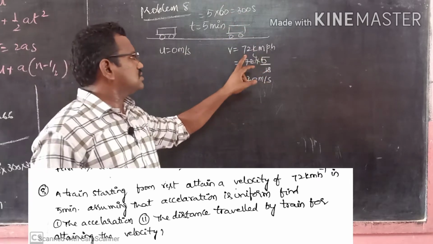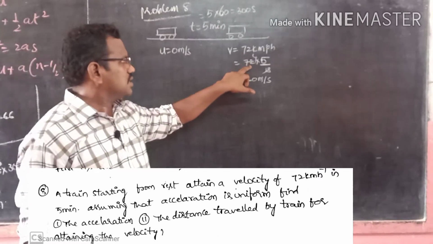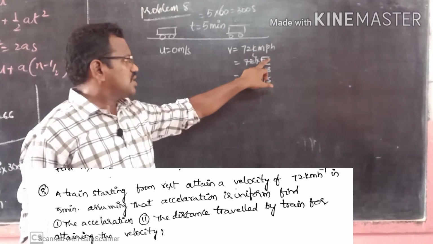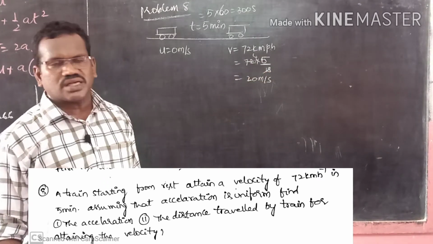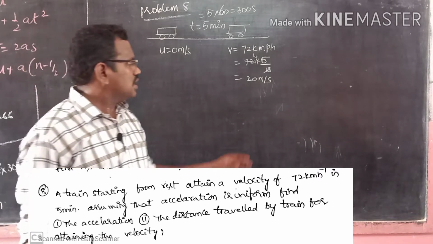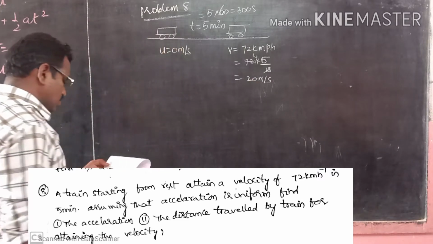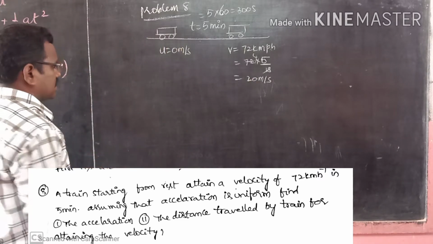At 300 seconds its speed is 72 km per hour. We multiply kilometer per hour with 5 by 18. Why? Because 1 kilometer per hour is nothing but 5 by 18 meter per second. Now we can get this as 20. Now what should we find out? We should calculate the acceleration.